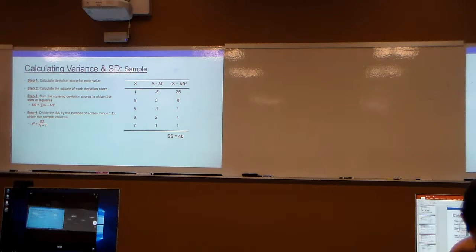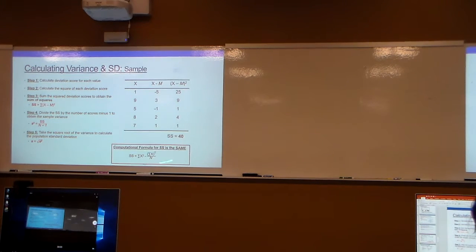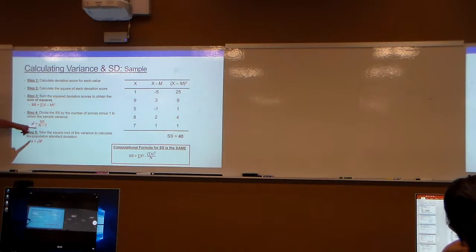Is this going to result in a relatively big or relatively small adjustment? Relatively big adjustment, right? It's going to make this estimate noticeably larger than it was if we were using the population estimate. Then we just take the square root of our variance, which gives us our sample standard deviation. But again, the only thing that's differing here is the denominator that we're using for our variance versus our standard deviation.